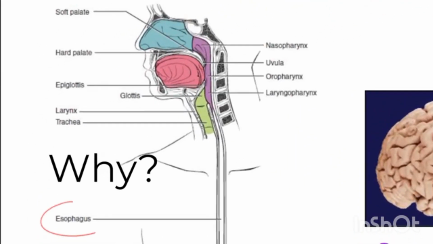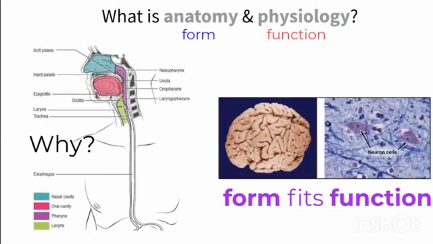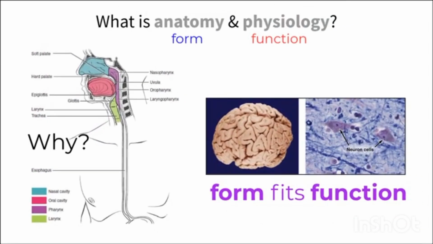Why is the esophagus made up of longitudinal smooth muscle? Well, if that's how the form is set up, it probably has something to do with its function. Those longitudinal muscles move in a peristaltic wave-like motion to force food in one direction toward the stomach. That's why. Easy, right?